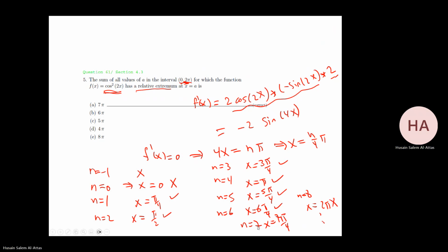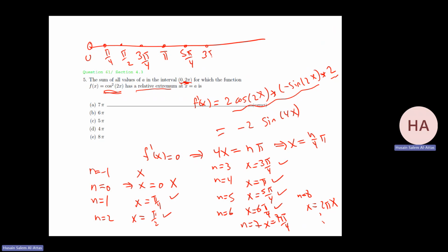So I have this interval. This is 0, pi over 4, pi over 2, 3 pi over 4, pi, 5 pi over 4, 3 pi over 2, 2 pi. Yes. And this is my function.